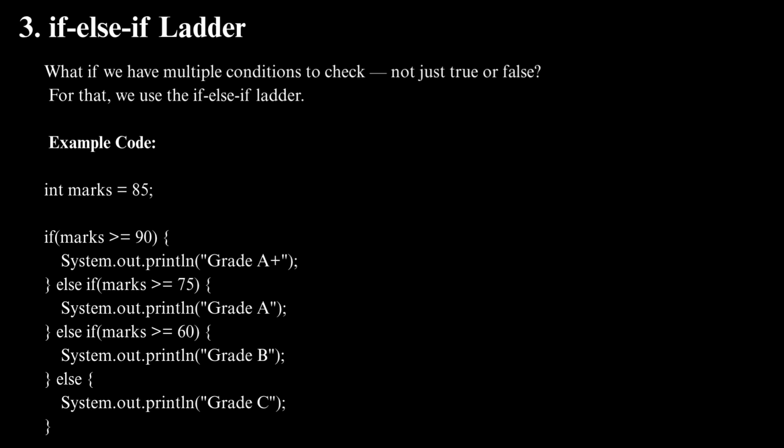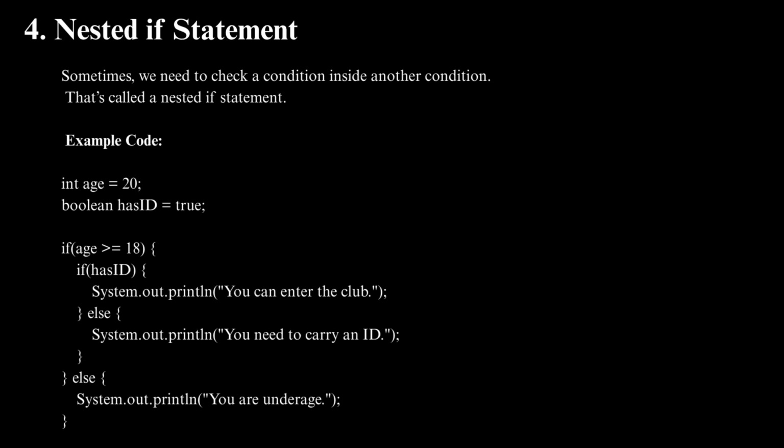The next is nested if statements. Sometimes we need to check a condition inside another condition. That's called a nested if statement. Here in the example, first it checks if age is greater than or equal to 18. Then inside that, it checks if you have an ID. If both are true, you can enter, otherwise it shows the relevant message. This is how nested decisions work step by step.